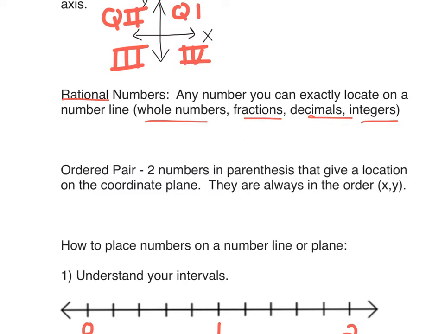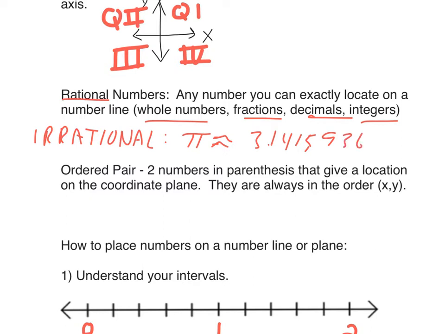The opposite of rational is irrational. Mrs. Carlson is irrational. It means she doesn't make sense. So an irrational number is a number that you can't actually identify where it is on the number line. An example of an irrational number is pi, because the decimal never ends and never repeats. Pi is approximately 3.1415936, I think, and it just keeps going.